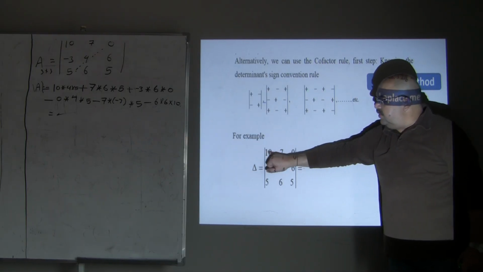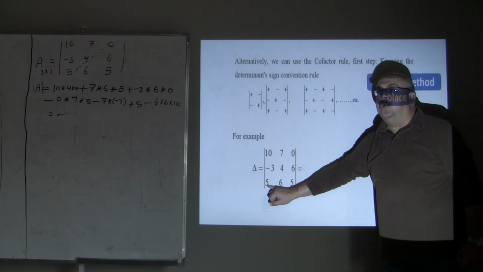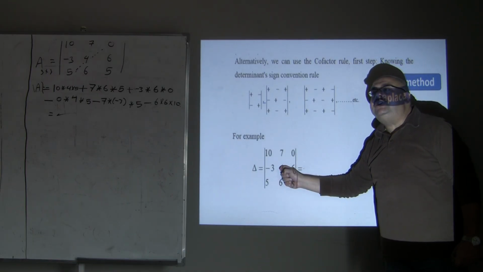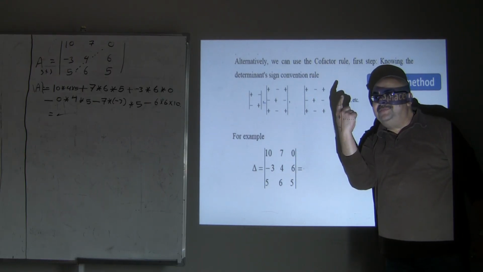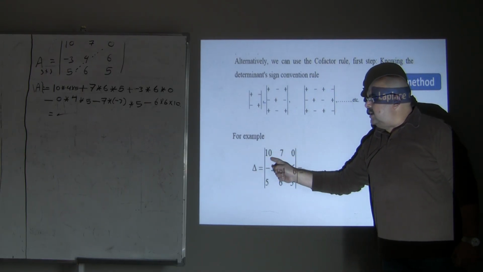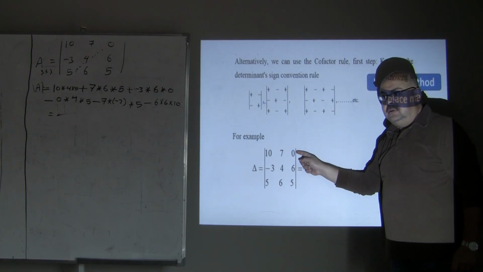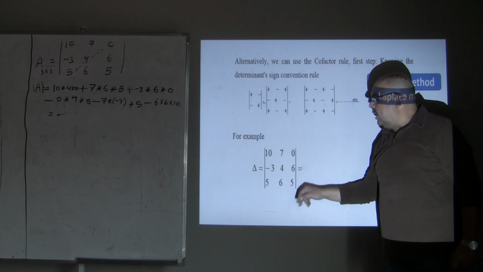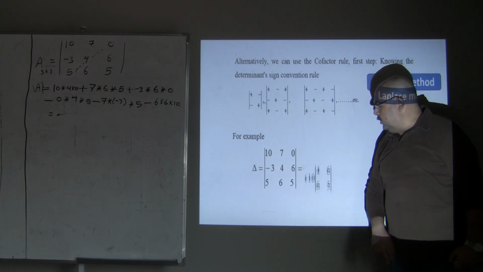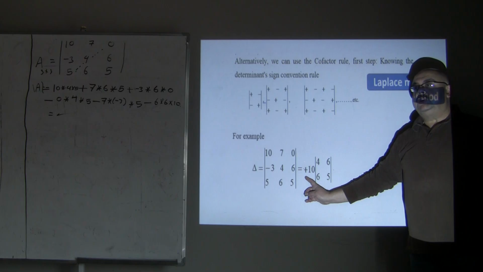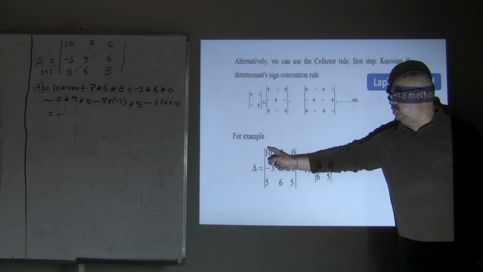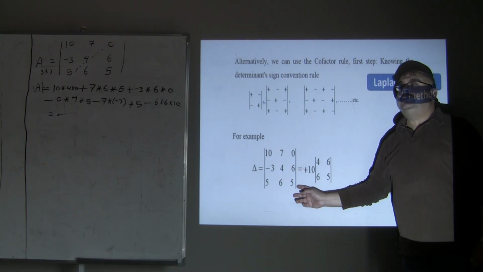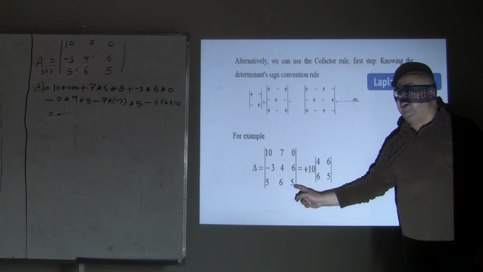Take 10, eliminate the row and the column. You will have what is called a cofactor, which has a dimension less than this dimension by 1. Once more, I will take 10, eliminate the row and the column. Give me the sub-matrix numbers. So it's going to be 4, 6, 6, and 5. First of all, the sign, which is positive. I will take 10, which is in the corner. Eliminate the row and the column. The remaining numbers are 4, 6, 6, and 5.